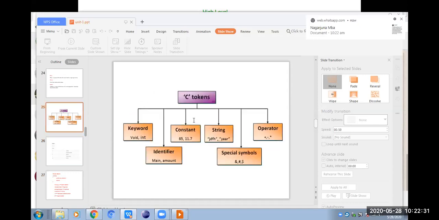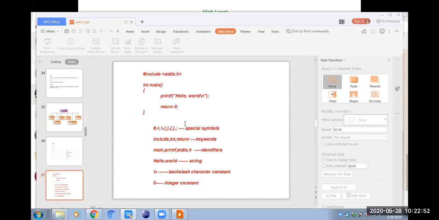See, when we come to the C language, what are the tokens available in the C language? Keyword, identifiers, constants, strings, special symbols, operators. These six are called tokens in the C language. Keyword is a token, identifier is a token, constant is a token, string is a token, operator is a token. Special symbols are tokens. These are the tokens of the language.